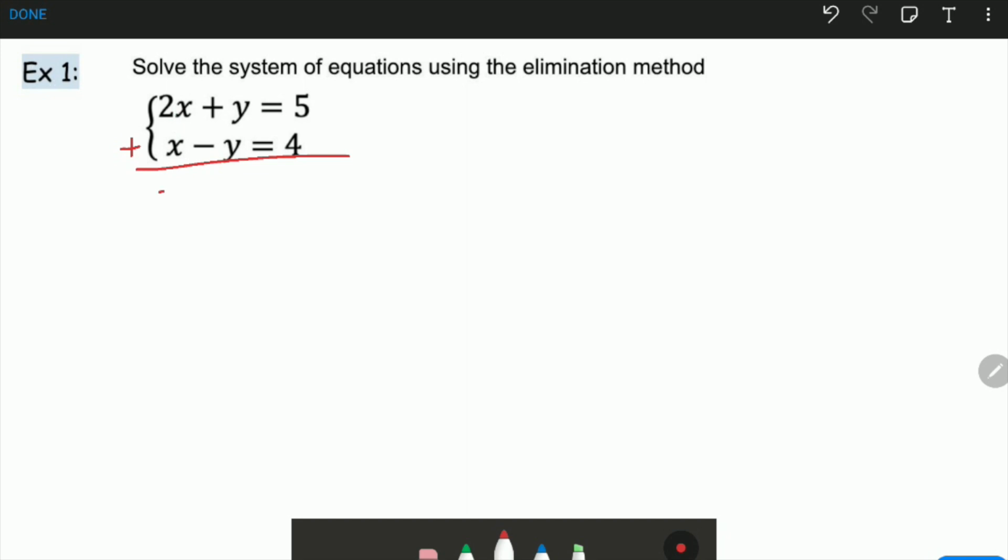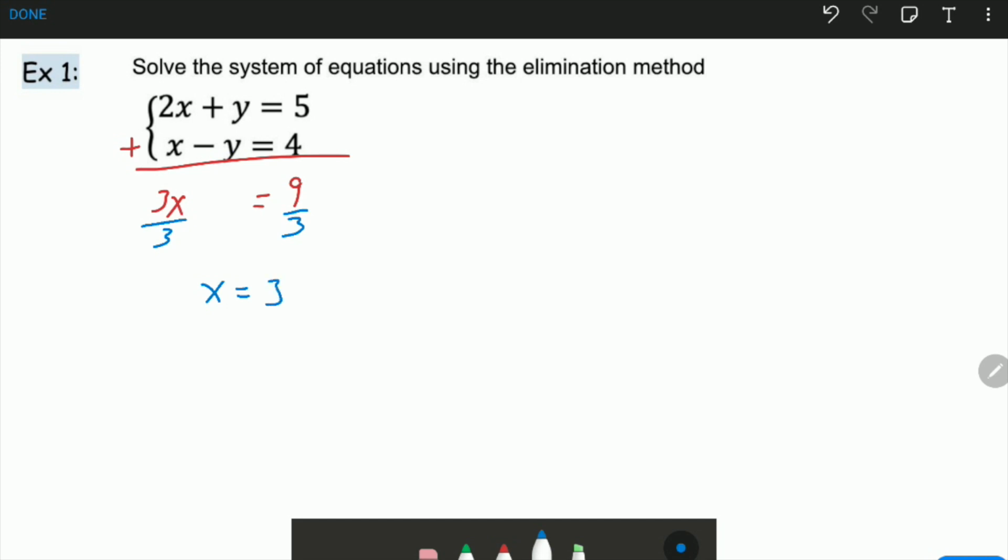2x plus x is 3x. And then positive y plus negative y is 0. They cancel out. Equals 5 plus 4 is 9. Now it's just a matter of solving for x. So divide by 3. X is 3.